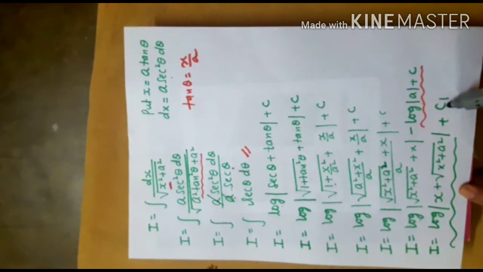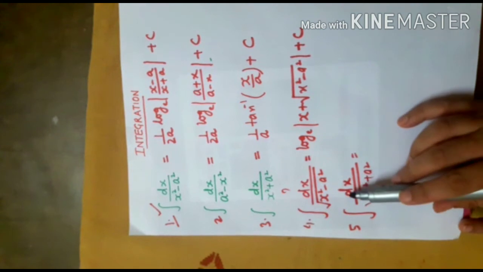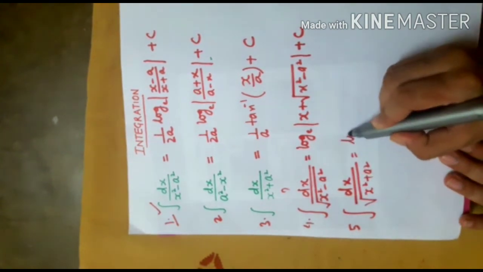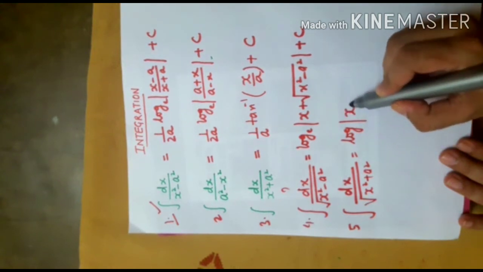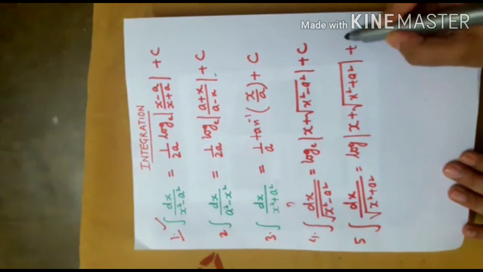Replace this with the constant c1. So I'll get I equals log absolute value of x plus square root of x square plus a square plus c1. Remember this, integral dx over square root of x square plus a square will be log absolute value of x plus root x square plus a square plus c.